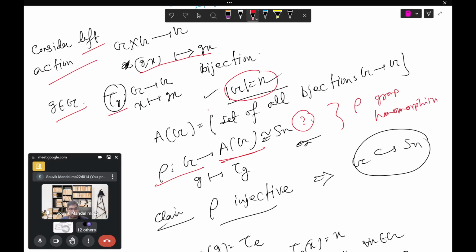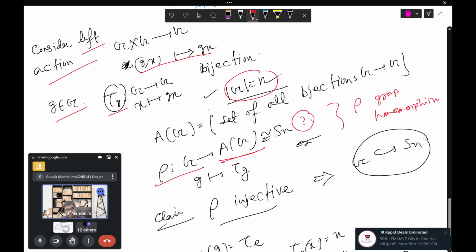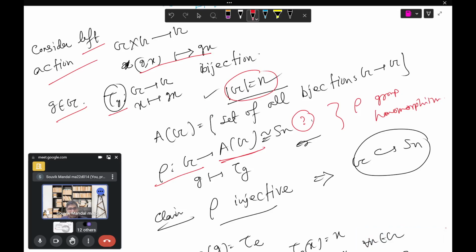Order of G should be n factorial. Any group of order n can be embedded inside Sn. The group should be of order n. Okay, not factorial. Sorry, what did you say, order of G or order of A(G)?